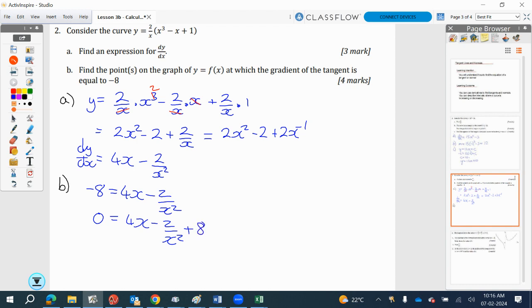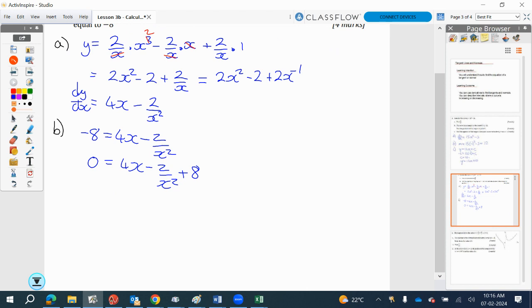What you should then do is multiply through by x squared, and we're going to get 4x cubed plus 8x squared minus 2. So I've just multiplied through, and we see it's a polynomial at that point, and we can solve the polynomial. I'm going to solve the equation in different ways and show how you get to your answers.